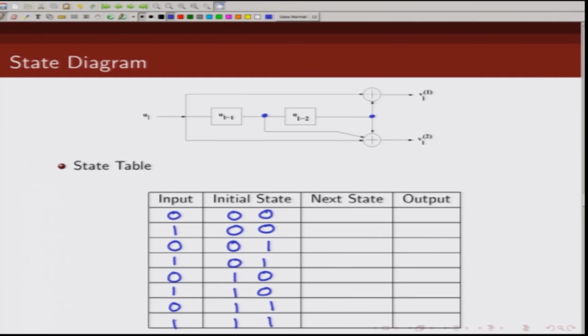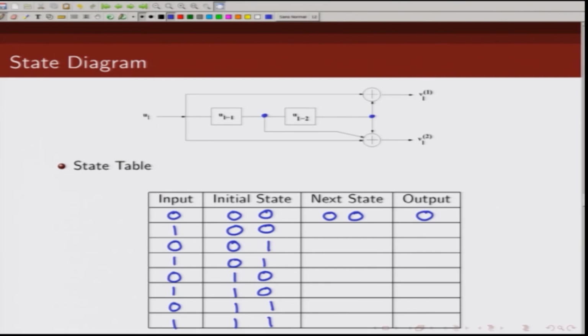So, when there is a transition, this 0 will move in here, and this is 0, 0. So, this 0 will move here. So, when a 0 comes, and if you are in initial state 0, 0, this will move to state 0, 0. So, it will remain in state 0, 0 if the input is 0. And what is the corresponding output? Since the input is 0 and the state is 0, what you will get here is 0 plus 0 is 0, and 0 plus 0 plus 0 is 0. So, output will be 0.